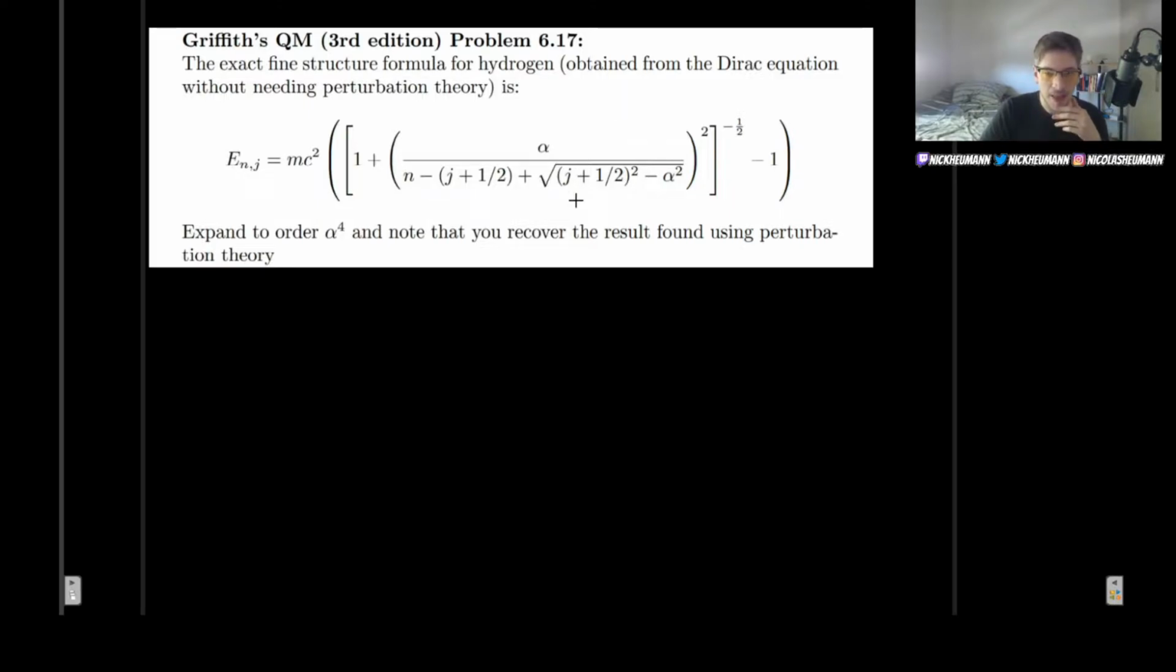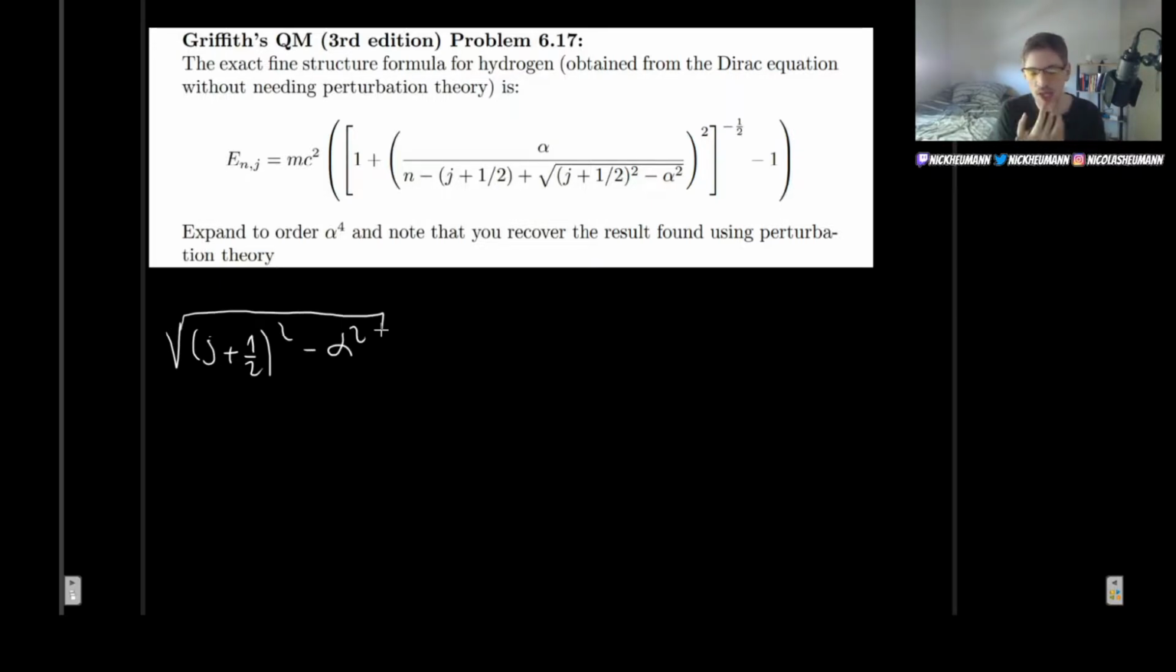So let's do that. Now, how can we simplify this horrible monster? Well, let's go from the inside out. And what is on the inside? Well, we have this square root. So let's work on that. So the square root of j plus 1/2 squared minus alpha squared.